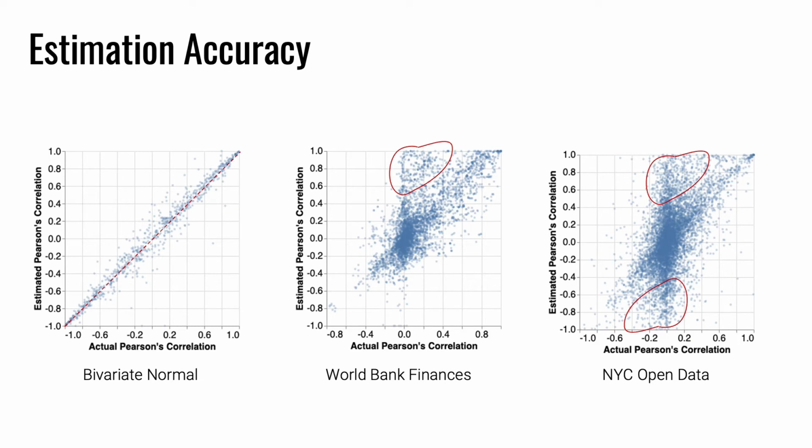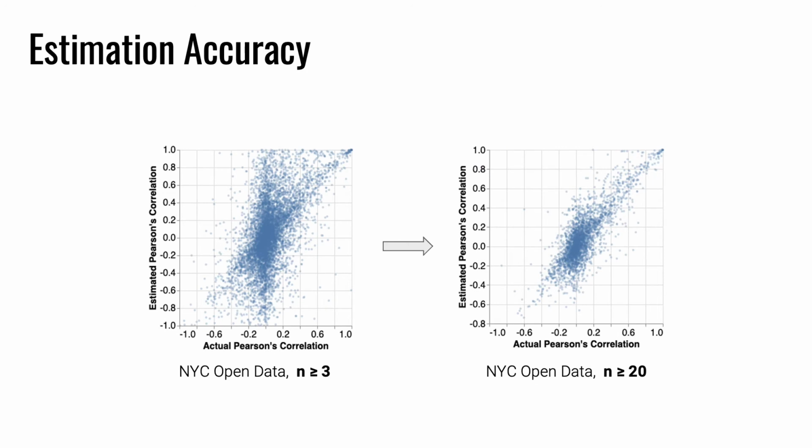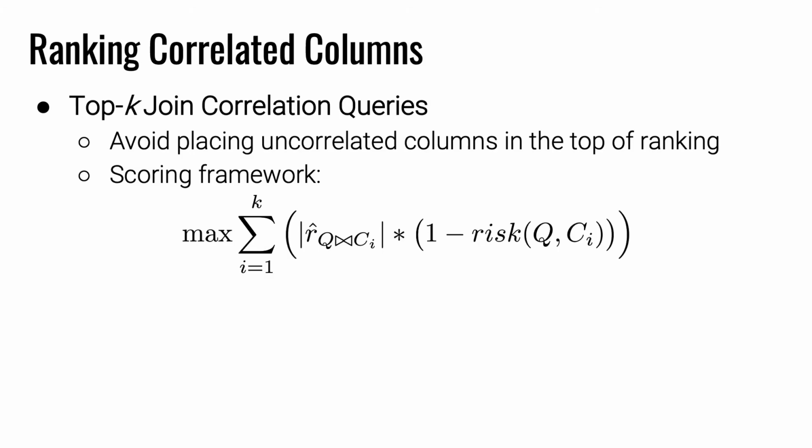As I mentioned earlier, if we use estimates with such errors for ranking datasets, we will inevitably place uncorrelated columns on the top of the ranking. We further investigated this problem and we show that it is possible to detect when these estimates are not good, and therefore we can reduce the problems created by noisy estimates. In order to reduce the impact of estimation errors, we designed a simple scoring framework that avoids placing uncorrelated columns in the top of the ranking.